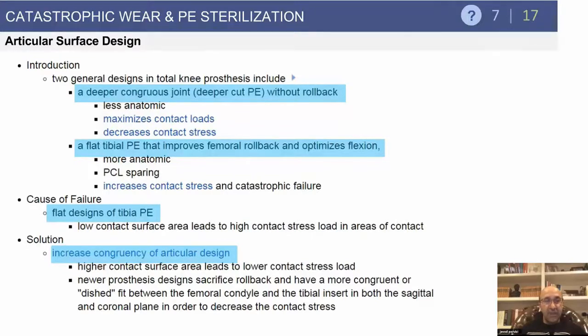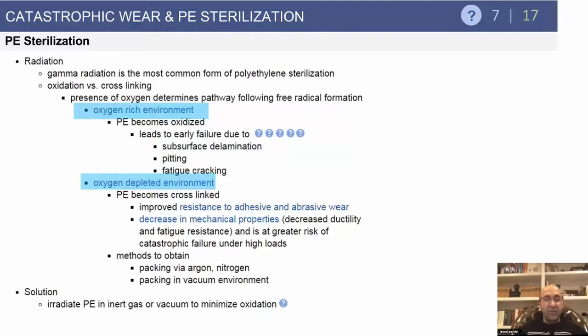Articular surface design, basically two designs of the knee. As you know, the deeper congruous joint without the rollback maximizes the contact load and decreases the contact stress, but a flat tibial polyethylene improves rollback and optimizes flexion, but it increases the contact stress and could lead to catastrophic failure of polyethylene. So flat design of tibia is the one that's associated with the highest increase in failure rate. So congruency of the polyethylene in the knee influences the wear rate as well as the failure.